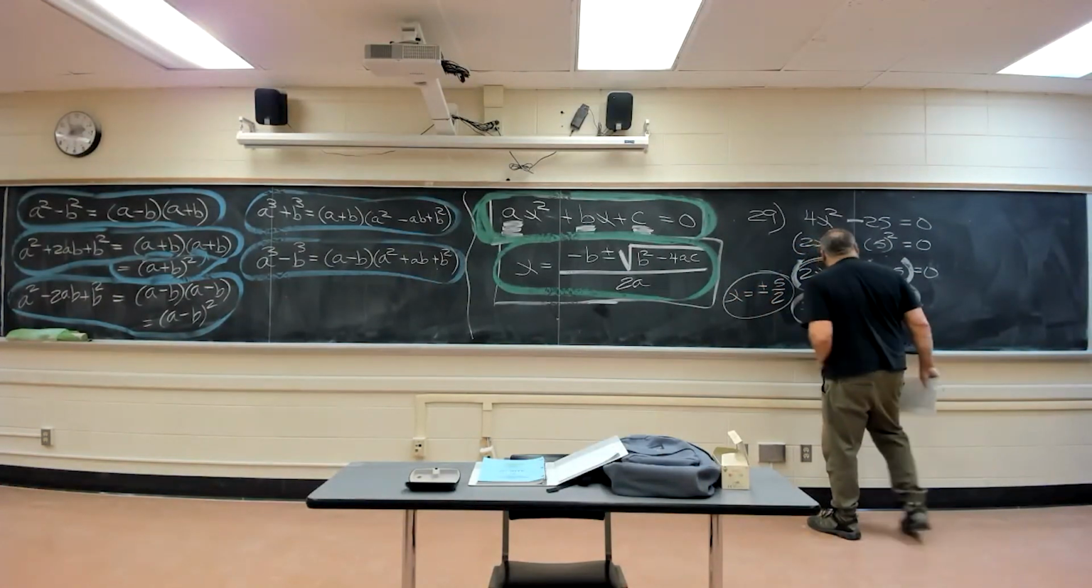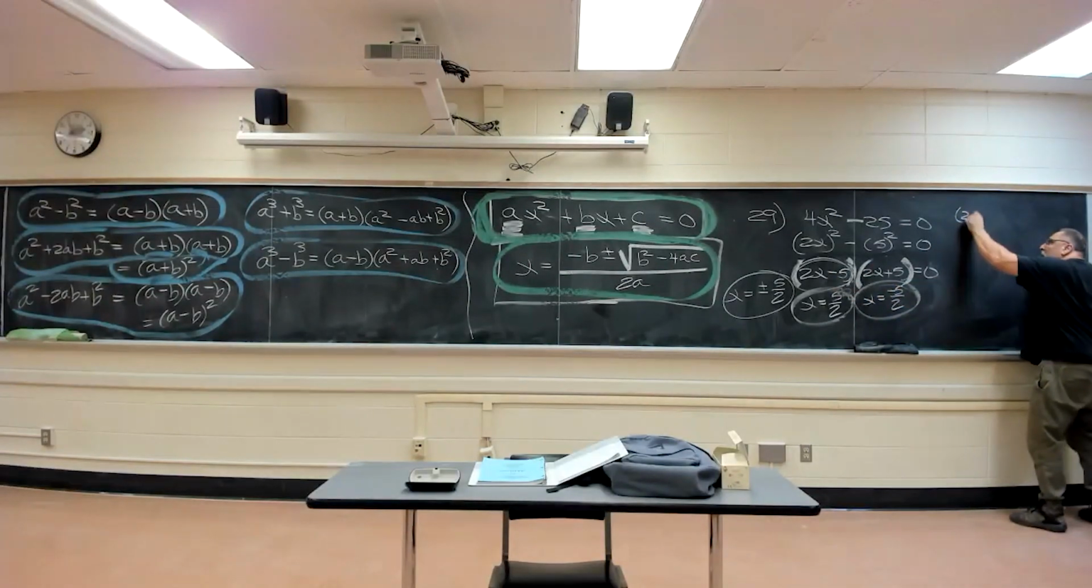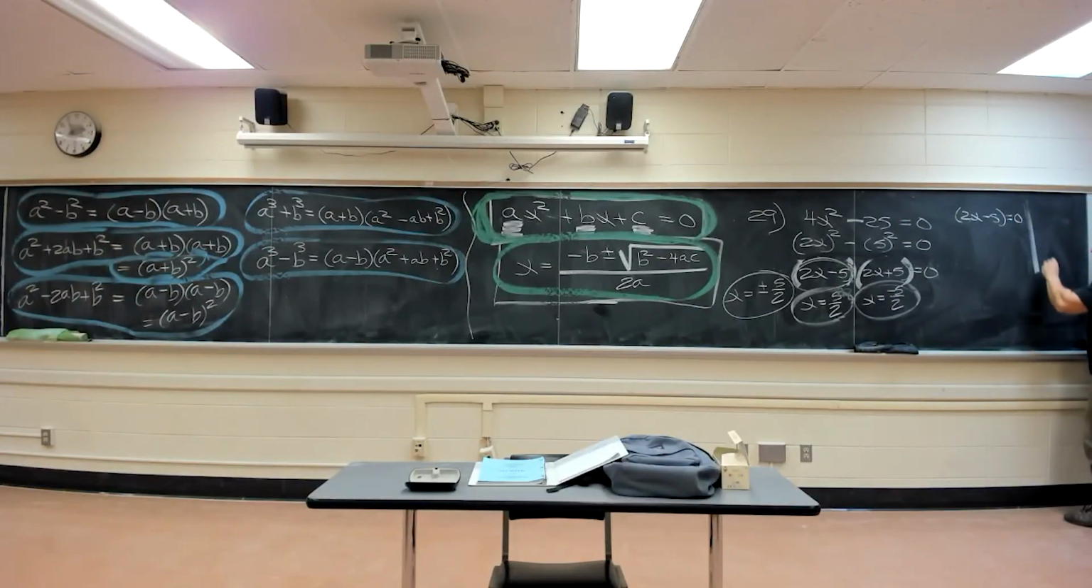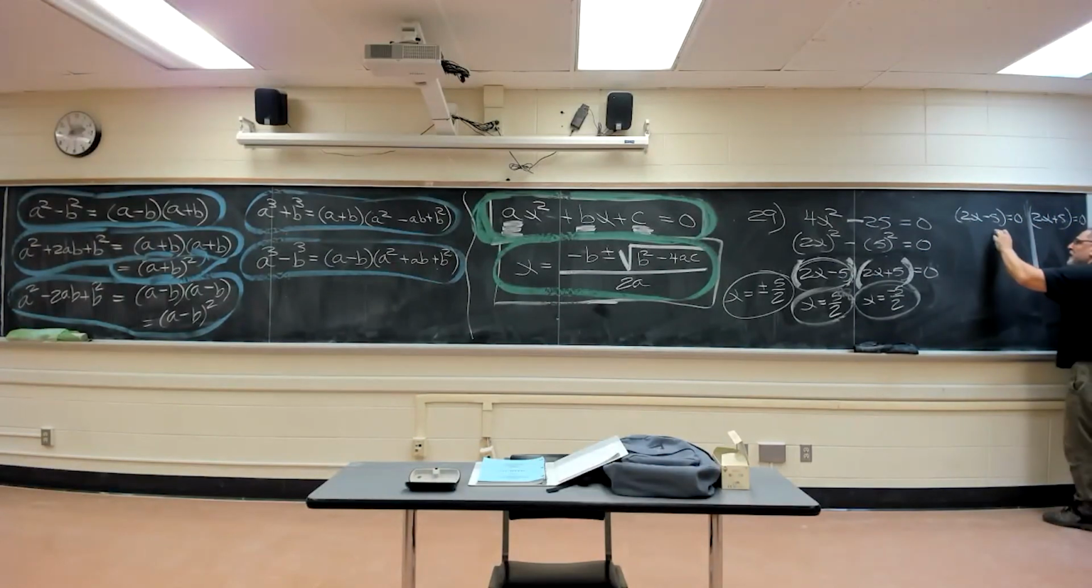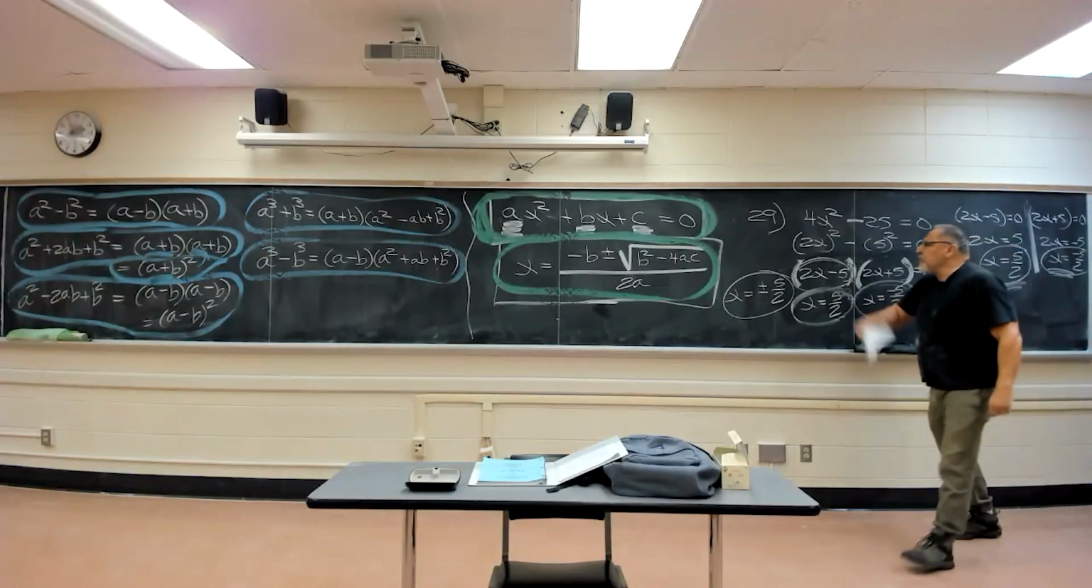Okay, time out. How did I get that again? We said you could set this guy, the 2x minus 5, equal to 0. Or you could set the 2x plus 5 equal to 0. Well, if you do the algebra, add 5 on each side, divide by 2 on each side. Here's one answer. Add a negative 5 on each side, divide by 2 on each side. Negative 5 halves, positive 5 halves. That's how it worked out. There's your answer.